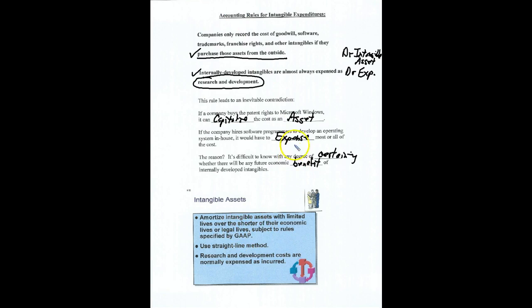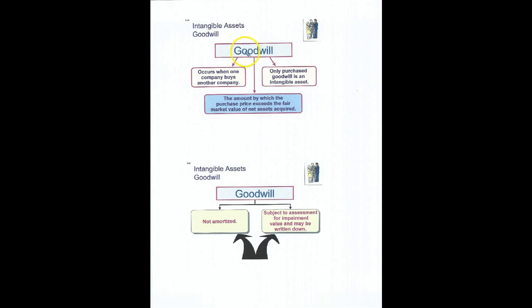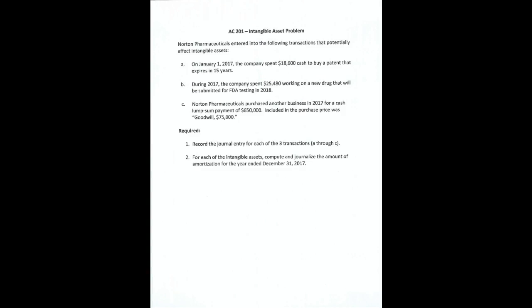Okay, so then, if we do capitalize the cost of an asset as an intangible, instead of depreciating them, we say we amortize those. And we use the straight line method. And then just a reminder, R&D costs are expensed. So I'll go over goodwill here in a little bit.